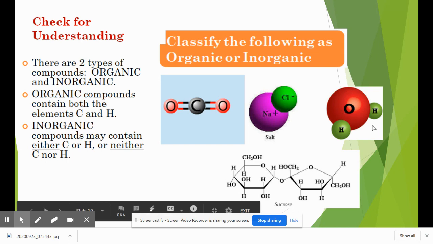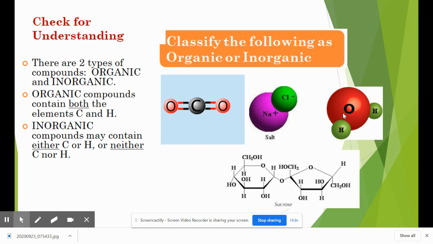Third example. I have an O combined with two H's. Together it's called H2O. H2O, otherwise known as water. Is this organic or inorganic? That's right. It's inorganic because it only contains H, but there's no C.